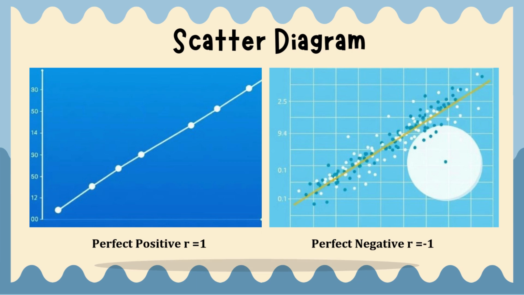For our convenience, let us see the perfect positive correlation. In that case, r becomes strictly 1, and perfect negative correlation. In that case, r is nothing but minus 1.